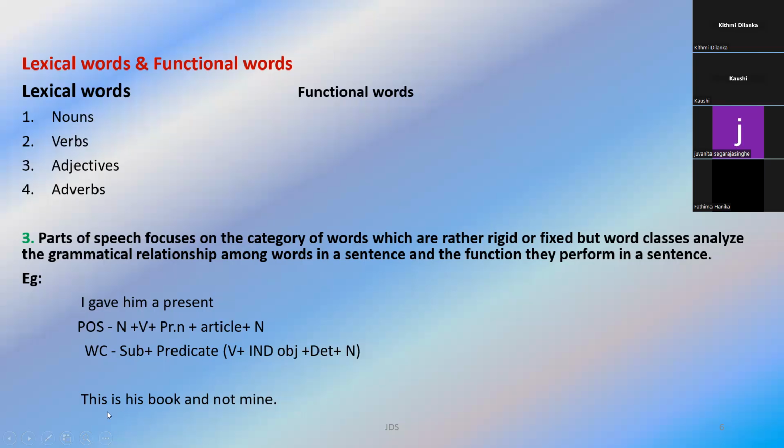Now, look here. When we analyze it from the modern point of view, that means based on the function of word classes, now this "his" can be identified as what? In "his book", what kind of a function is this "his" performing? Book is the noun. His is indicating to whom this book belongs. So what is the function of that? Is it other than possessive pronoun? What other function is it performing?